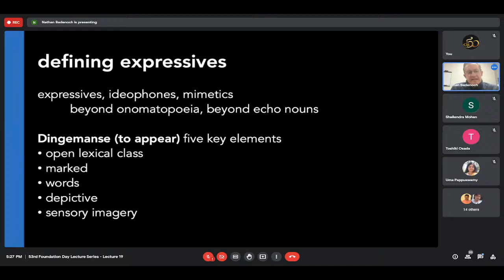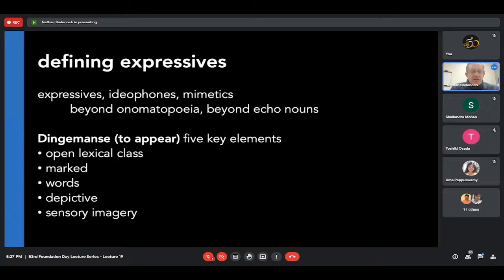The second element is that they're marked. That is to say that they stand out in many ways, whether we're talking about phonology, phonotactics, or the semantic aspects of them. The one key aspect is that they're definitely marked. And so they're considered to be strange words. They're often considered to be on the margins.